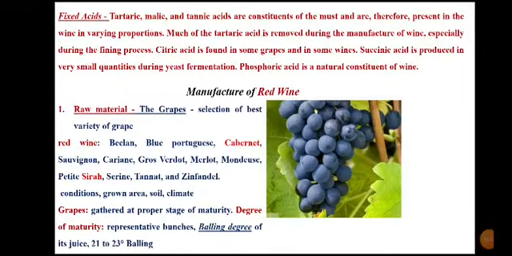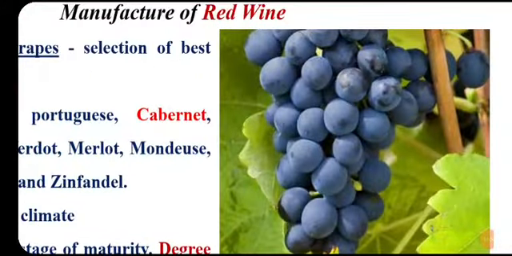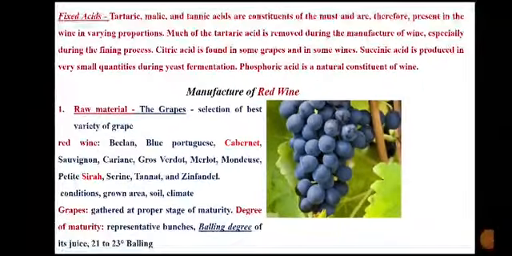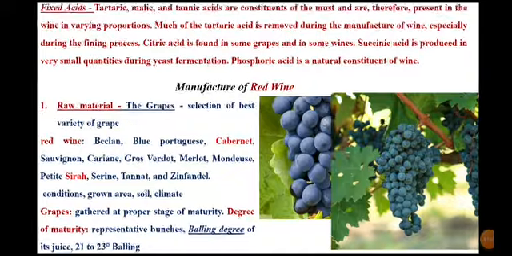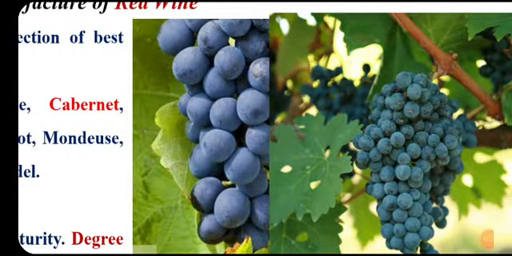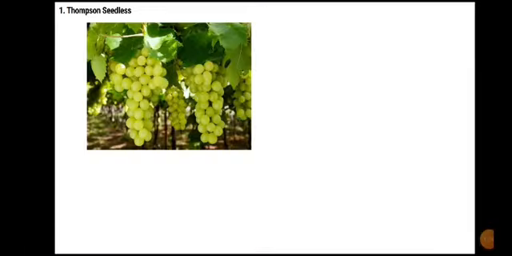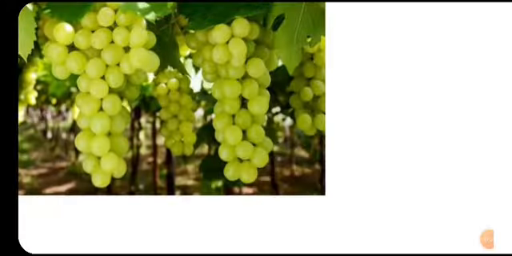These are the different red varieties. You can see the color of the grapes is like this: Cabernet, then this is Syrah. These are the peculiar Indian varieties which are used in the production of white wines. These are Thompson, and the peculiar characteristic is they are seedless.